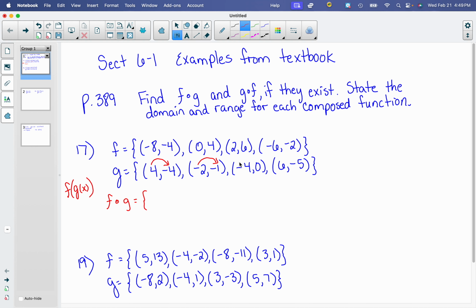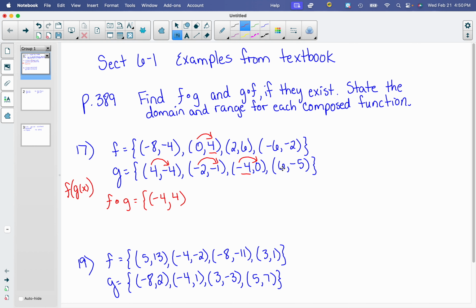Then I look at negative 4 goes to 0. So I look up here in my function f, and I'm looking for a 0. I see a 0. 0 goes to 4. So I take this starting value, which was a negative 4, and this ending value, which was a 4, and that goes in my set f of g.